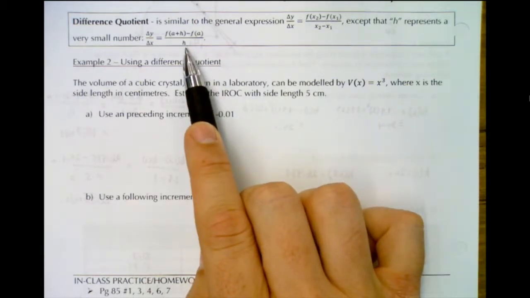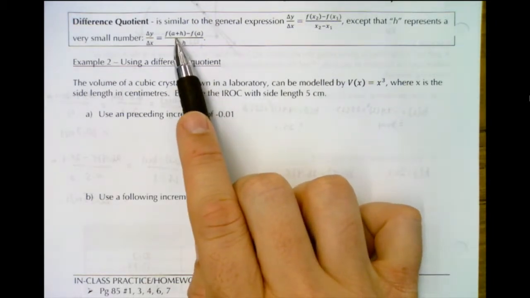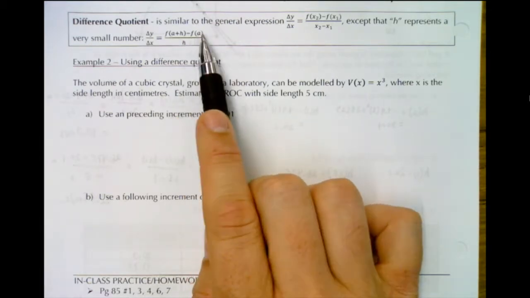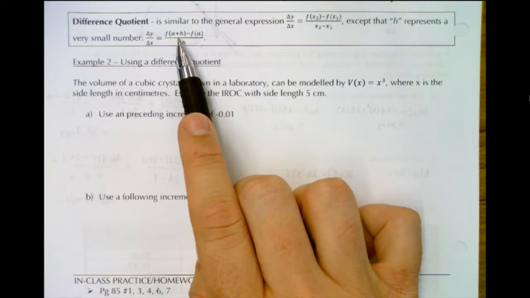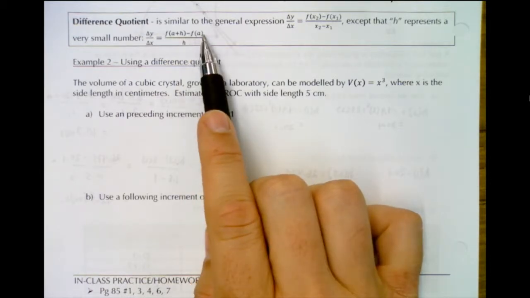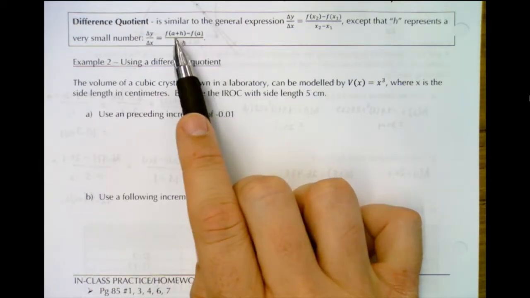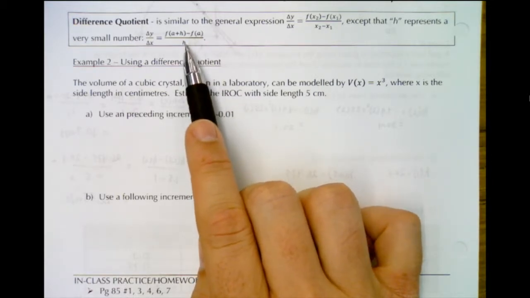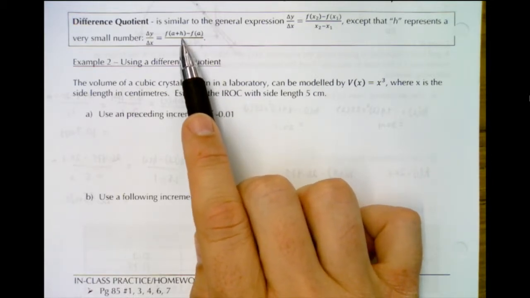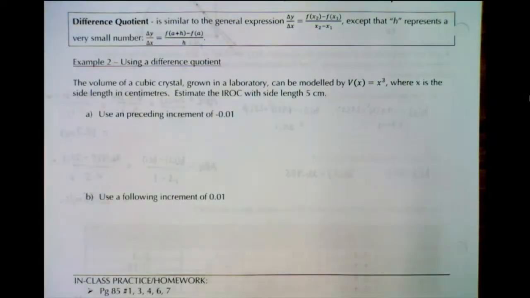And then they write x2 in function notation as whatever the original x was, x1, plus the difference. So if your difference is 1 and your first point was 1, this would read f at 2 minus f at 1 divided by 1, because 2 minus 1 is 1. The difference is 1. That's how the difference quotient works.